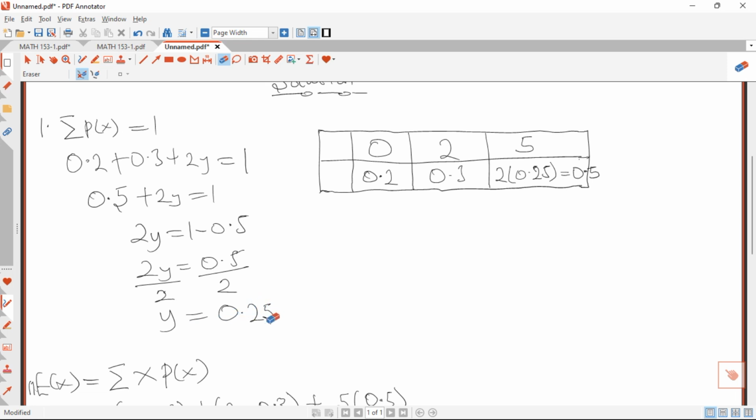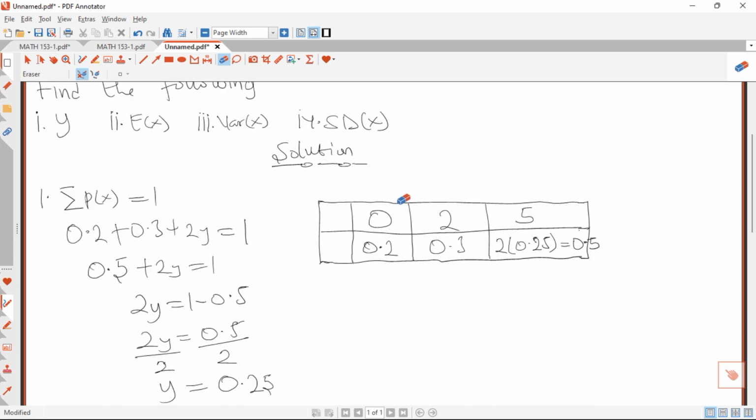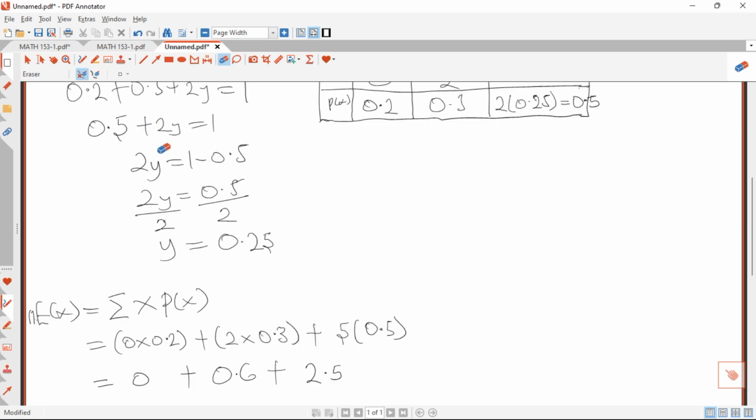Now that we have y equals 0.25, I have to draw our table again. Here is x, and here is the probability of x. For 0 you have 0.2, for 2 you have 0.3, and for 5 we have 2 times y, where y is 0.25. When you multiply, you get 0.5. So let's go on to calculate the expectation of x.